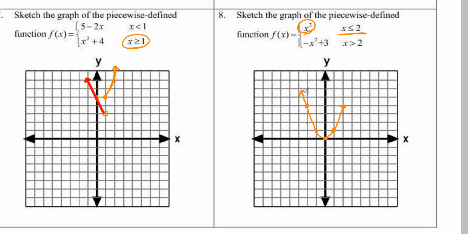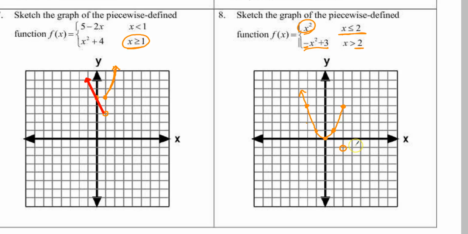So we have this, and then the bottom one is a parabola that's upside down. It's reflected and it's shifted up 3 units. But that doesn't start until values greater than 2. So if we start plugging in values, I'm going to plug in positive 2. So when I plug in a positive 2 to this function, I get negative 1. So we should have an open circle at negative 1.